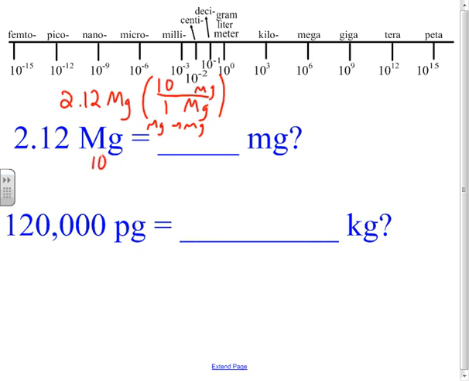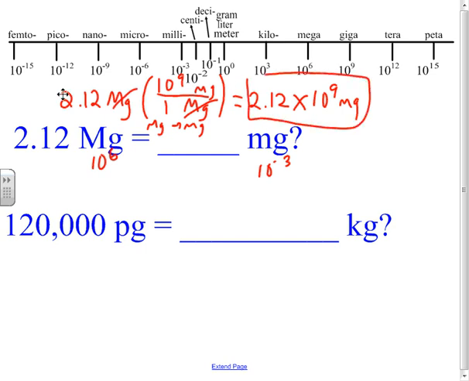A megagram is 10 to the positive 6th. A milligram is 10 to the minus 3rd. And so we're going to have an absolute value of 9. And if we're going to a smaller unit from a larger unit, that needs to be a positive exponent, so positive 9. And so that's 2.12 times 10 to the 9th milligrams. Megagrams having been canceled out.